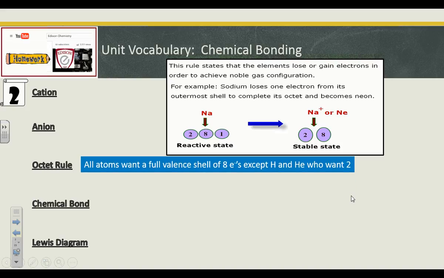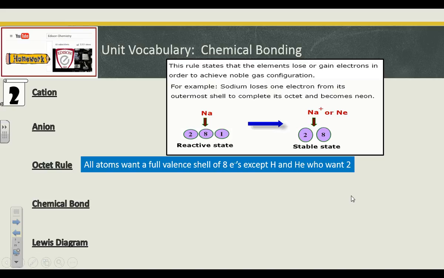All atoms want to have a full valence shell of electrons except for hydrogen and helium, who want two, a duet. So everybody wants an octet to be like a noble gas, except for hydrogen and helium, which will handle a duet to be like a noble gas. So all the elements out there want to obey the octet rule. And that's what it is. Full valence shell. Get one. Period. End of story. Do what you got to do, fill up that shell.